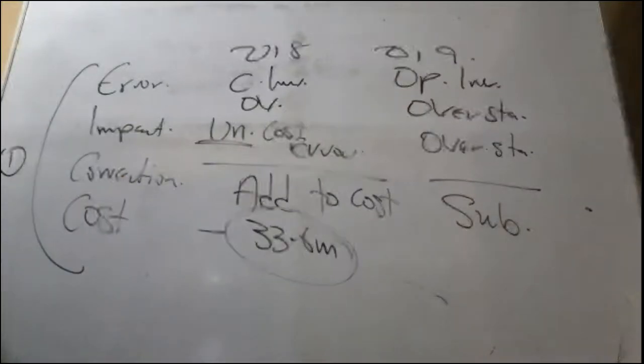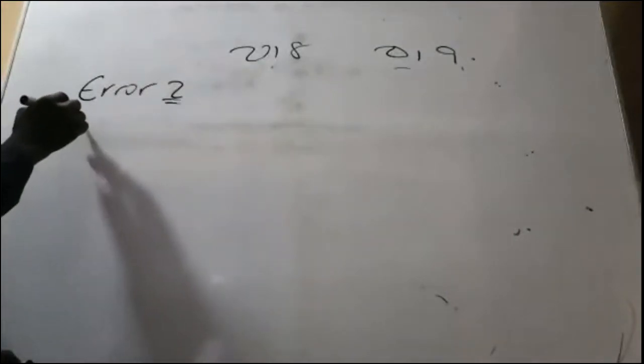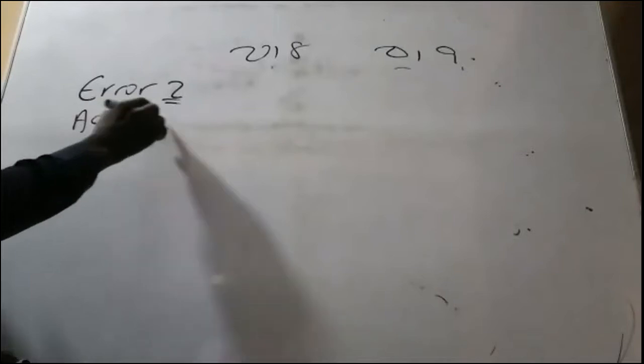Let's go to error 2. Error 2 will affect which year? It will affect only 2018. Error 2 will affect 2018. That's the omission of the agent commission. If you're able to understand this, that is all. So error number 2 is the omission of the agent commission. Agent commission has not been accounted for in 2018, which is an error.